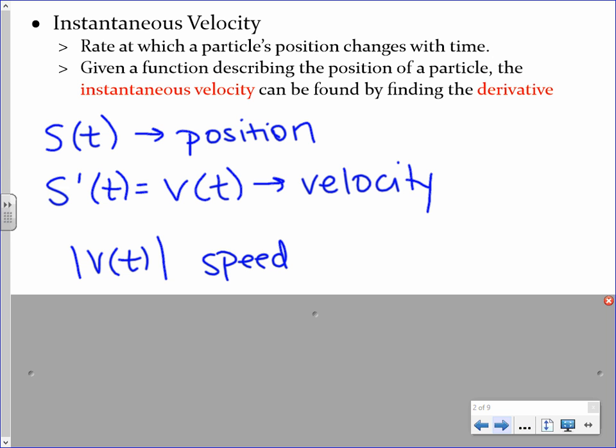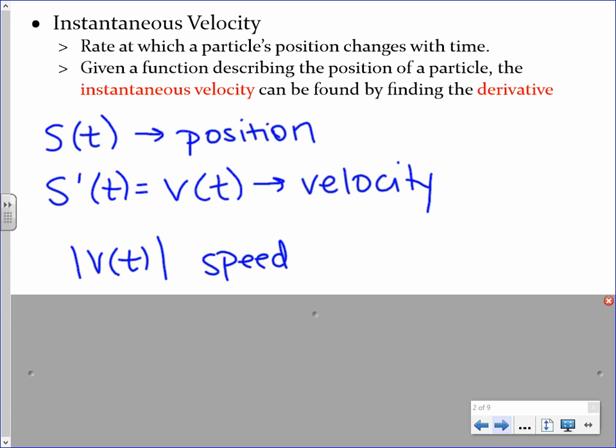Now, back to that pink worksheet that you have. What would it mean if v of t is 0? If there's no speed, it ain't moving. Thank you, Trevor. So if our velocity is 0, the particle's not moving. That's something to watch out for. It's going to be important.